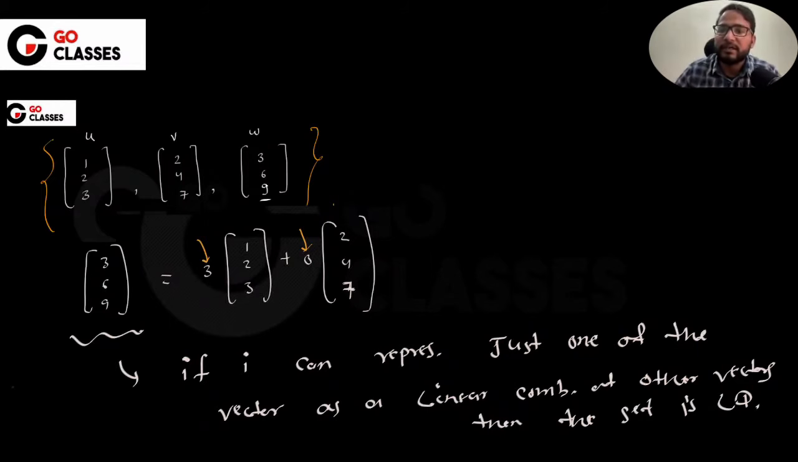If I can represent just one of the vectors as a linear combination of other vectors, which means here I have represented this vector as a linear combination of other vectors. Now, some of you might be thinking that this is not important for GATE or this is important for GATE. Let me tell you that you have no idea what is important for GATE and what is not. As I put the disclaimer earlier, whatever I'm going to teach here is not anything which is beyond GATE or not important for GATE.